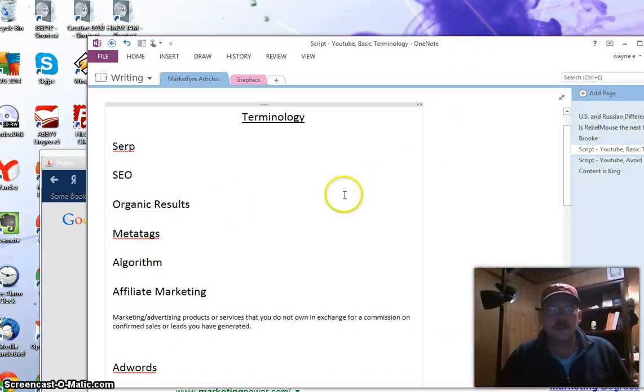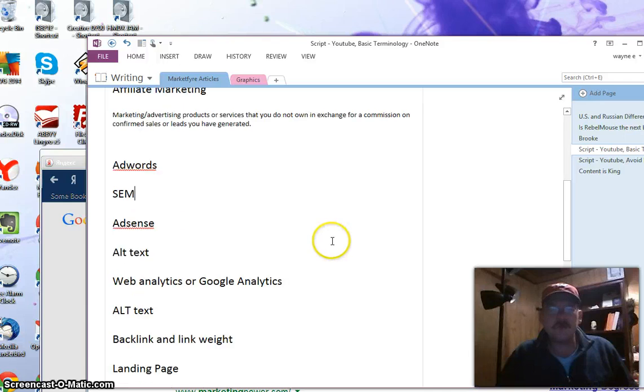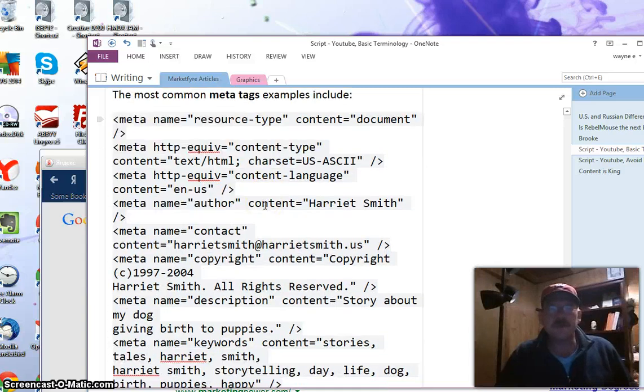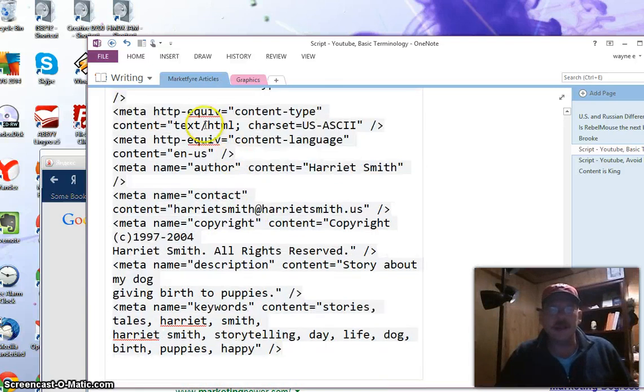Okay, what else do we have here? Meta tags, I mentioned them briefly earlier. Kind of useless nowadays. This is what meta tags looked like. Meta means information about. And this is what some of the code would look like on a lot of sites near the top of the page.